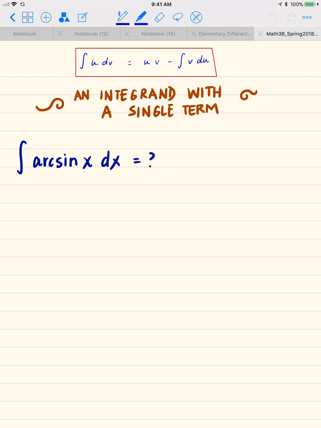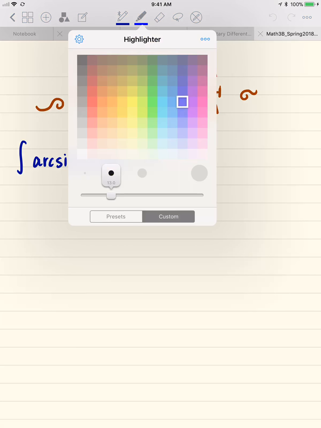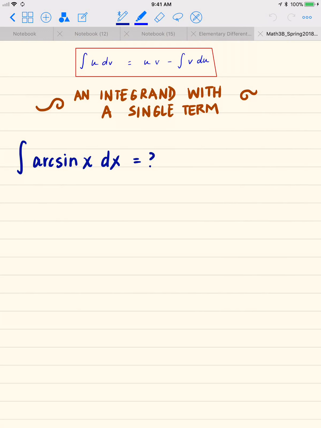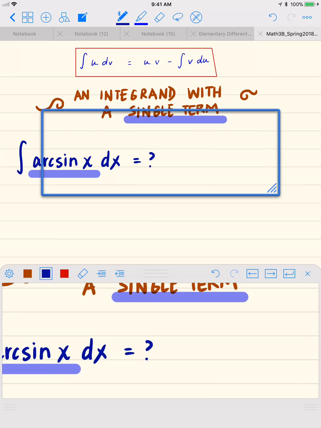Today we're going to practice using integration by parts when you're trying to evaluate an integrand with a single term. Our first example has, of course, a single term. The single term in our integrand is arc sine of x, right? So we've just got arc sine of x to work with. And the key here is that we're still doing integration by parts.